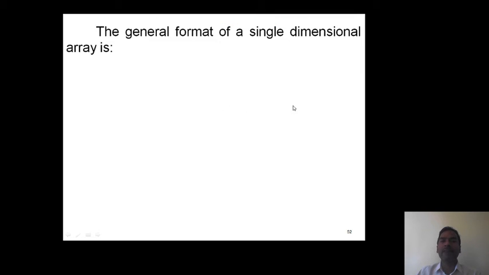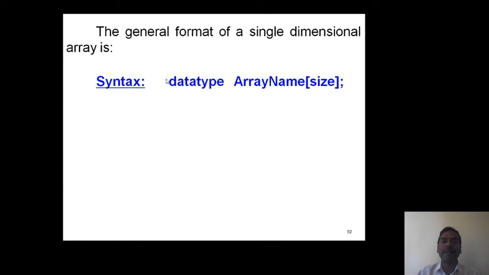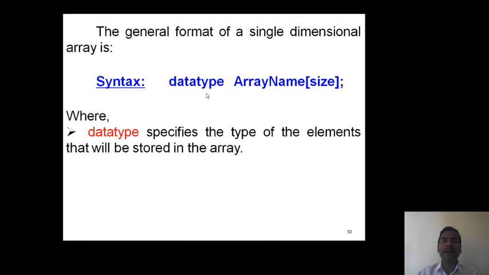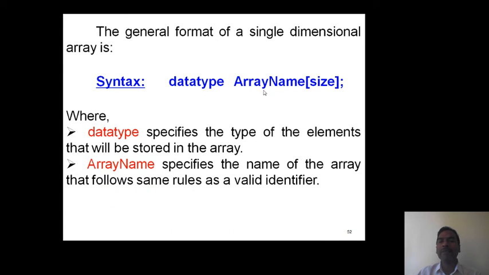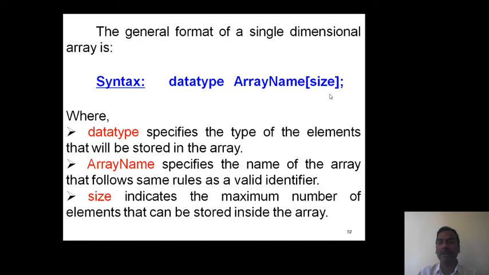Now observe the general format of a single dimensional array. It starts with the data type followed by the array name, then within one square bracket, the size. Here, data type specifies the type of the elements stored in the array. Array name specifies the name of the array that follows the same rules as a valid identifier. Size indicates the maximum number of elements which are possible to store inside the array.